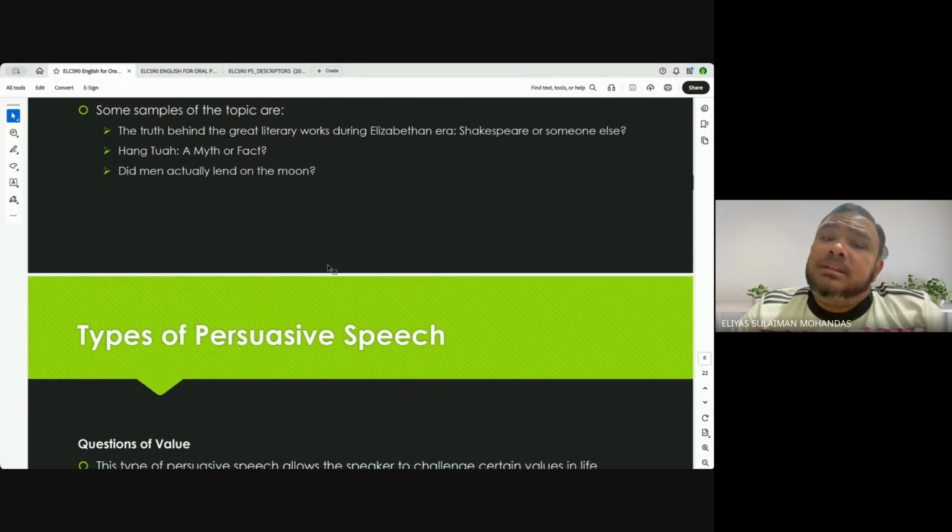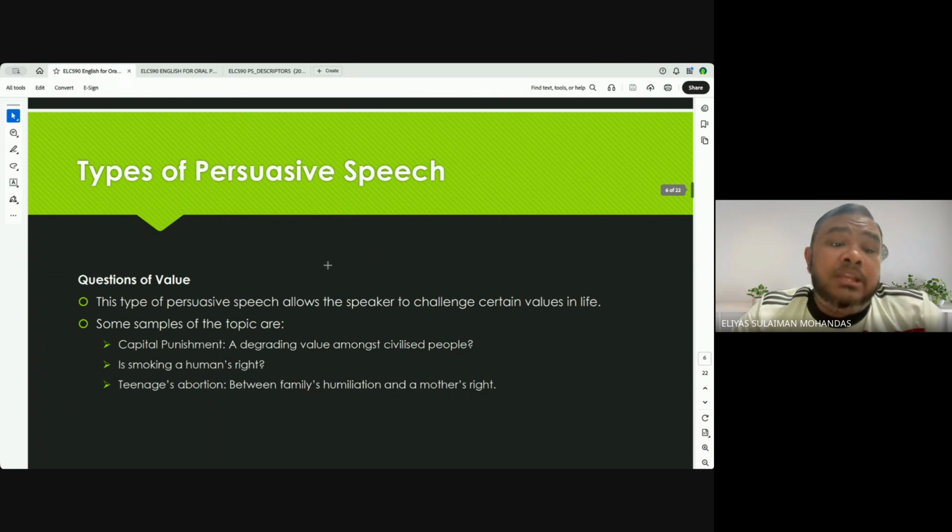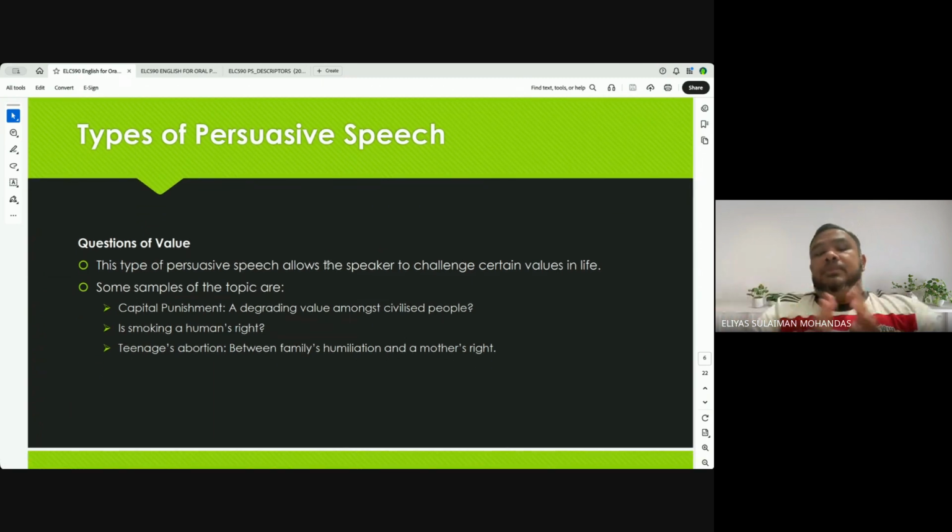Now, other than questioning a fact, you can also question values. For example, questions of values, this type of persuasive speech allows the speaker to challenge certain values in life. For example, capital punishment, a degrading value among civilized people. You know, capital punishment, hanging until death, life imprisonment, stuff like that.